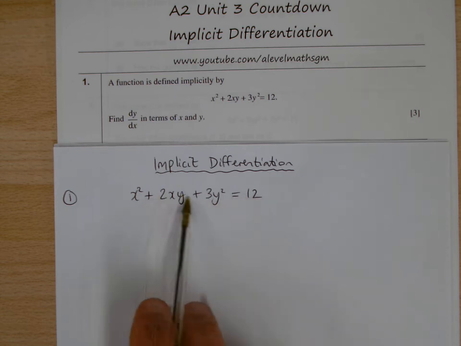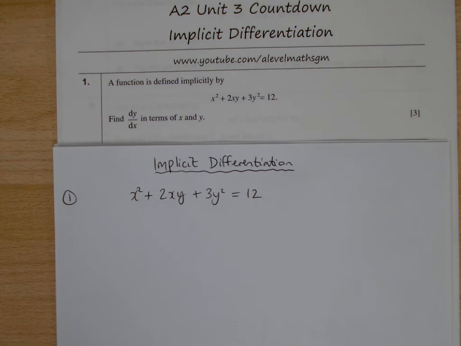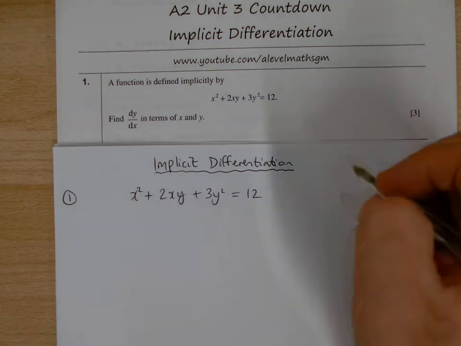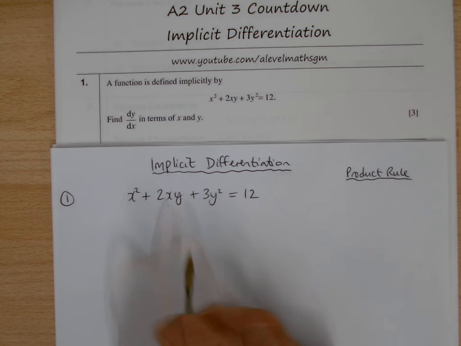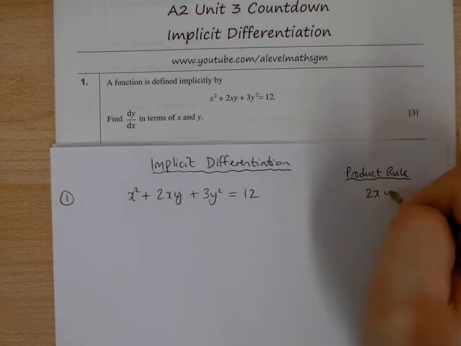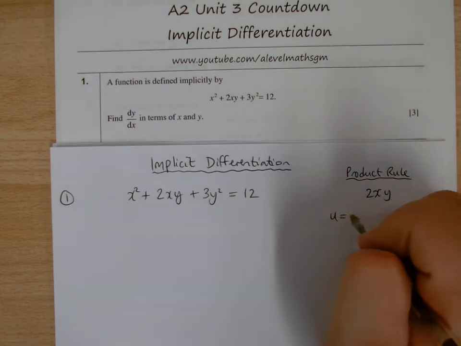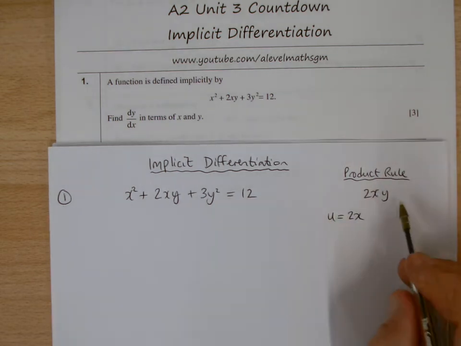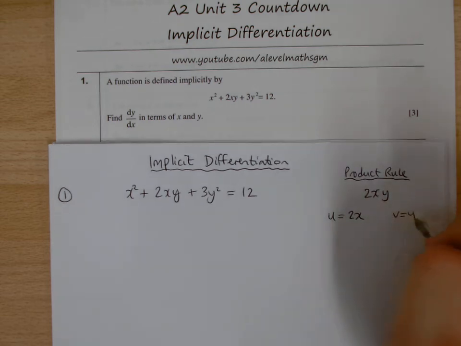And you can see here we've got a product, okay? So we really need to differentiate this product first, deal with that, because that's going to be a little bit of work before we differentiate the other terms, okay? So we use the product rule for this middle term here, 2xy. With the product rule, if you remember, you've got two things times together. So the first thing we'll call u, which will equal 2x. And the second term we'll call v. So v will equal y.